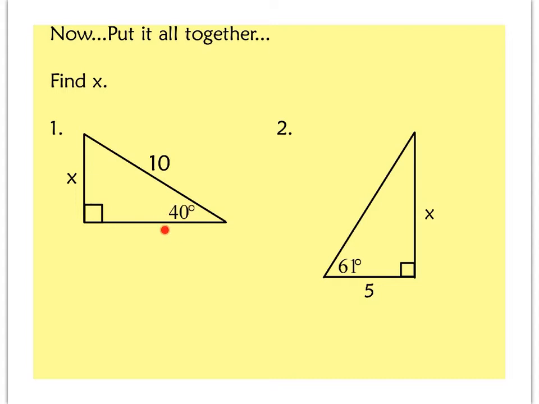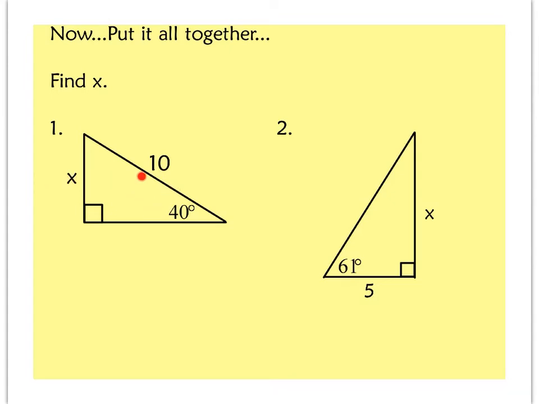So our reference angle on this one is 40 degrees. I have the opposite across, and the adjacent is down here. It's not labeled, and it's telling us to find x. So we have to pick which ratio we're going to use this time. It doesn't tell us which one. We have to pick based on the sides we have.